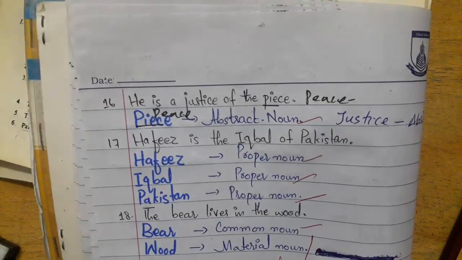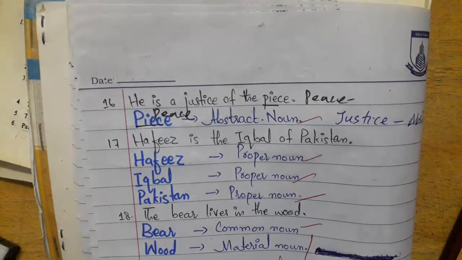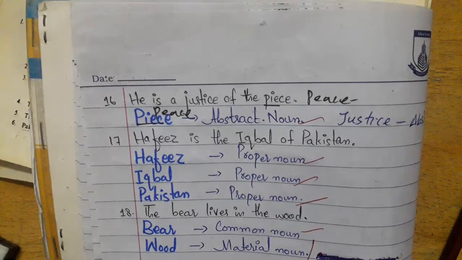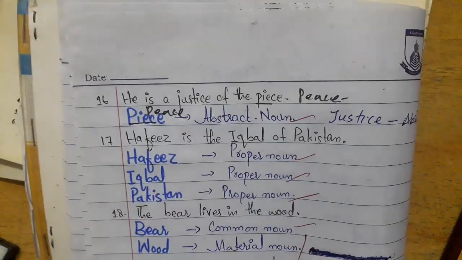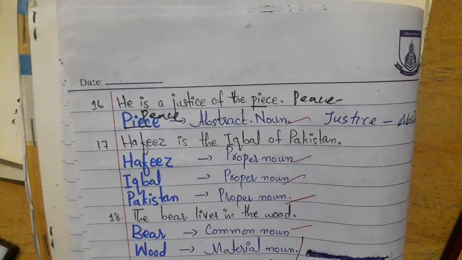Okay. He is the justice of peace. Peace means harmony. So peace is an abstract noun. And justice is also an abstract noun. We can only feel the peacefulness.